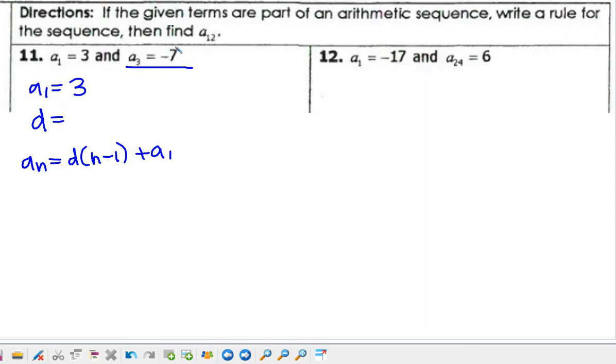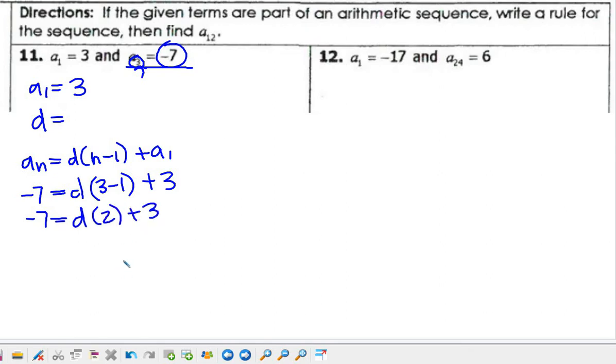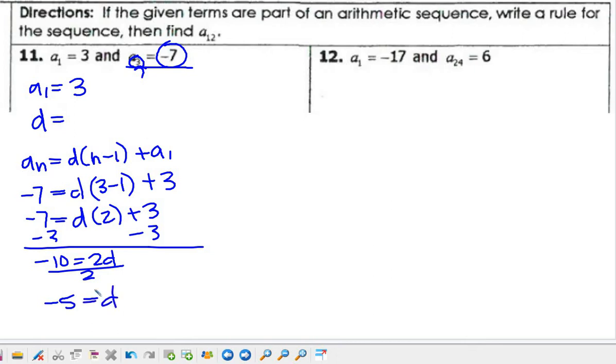Well, I have a sub n is equal to negative 7. My common difference is what I'm looking for. If a sub n is equal to negative 7, then my n is equal to 3. And my first term was given as 3 as well. So I have negative 7 is equal to d times 2 plus 3. And it's just a matter of solving. So you have negative 10 is equal to 2d. So negative 5 is equal to my common difference.